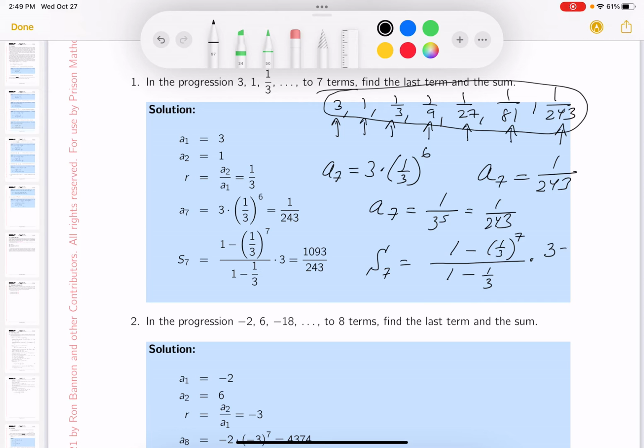So what do you get over here? Well, let's see. You would get 3 minus 1/3 to the 6th power. And the bottom is 1 minus 1/3. All right? Someone said, what'd you just do there? I distributed this 3 across these two terms. That's all I've done. Now what I'm going to do is multiply top and bottom by 3 again. And what do you get?